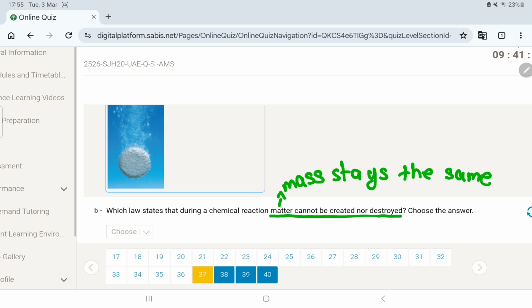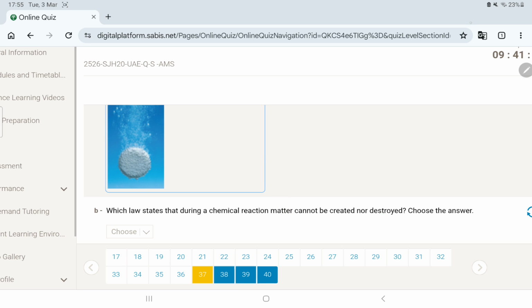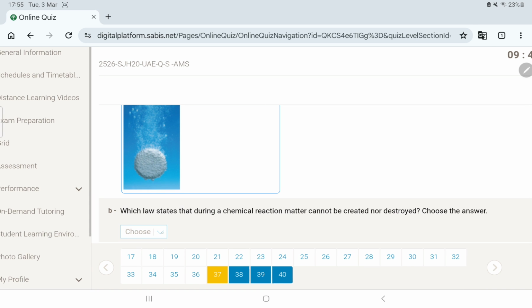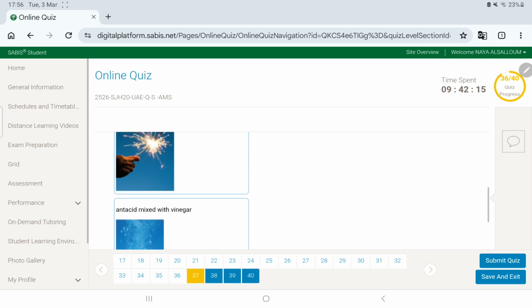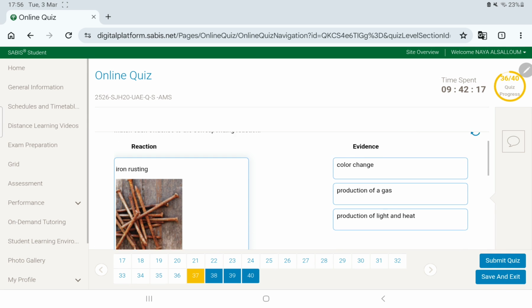Right? So which law states that matter cannot be created nor destroyed? Which one? The law of conservation of mass, not law of division, because mass cannot be destroyed, and not the law of addition, because you can't create mass. So it's law of conservation. Mass is conserved. Okay? Now let's solve the following.